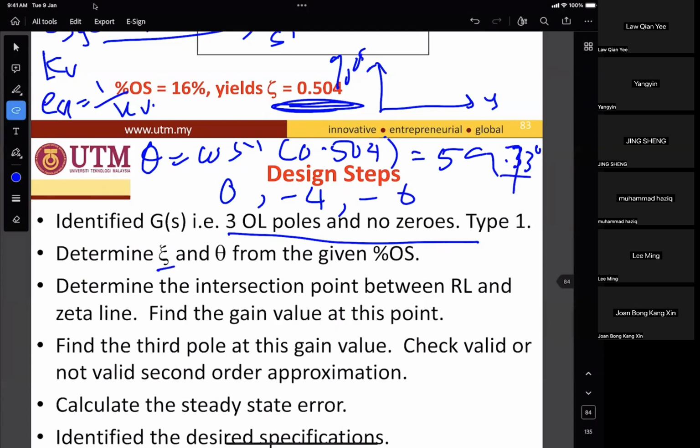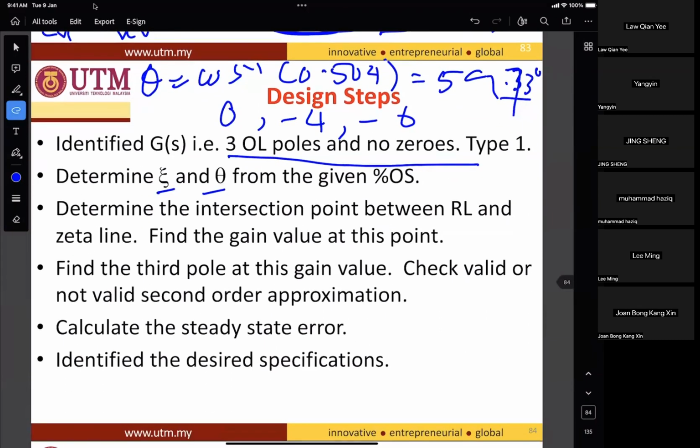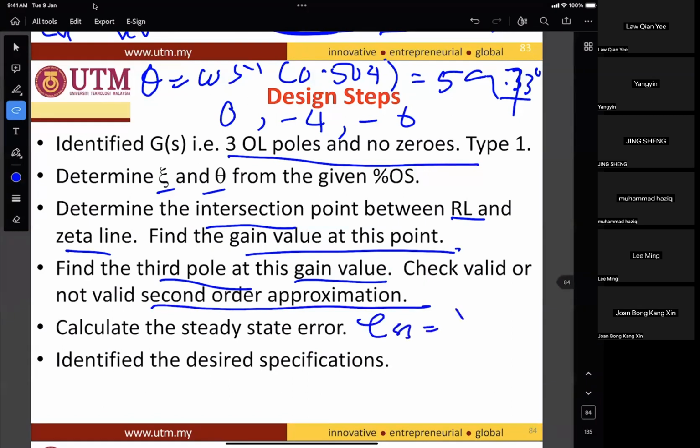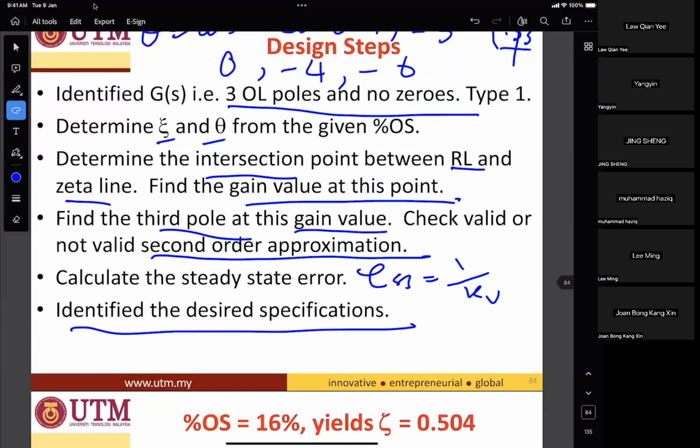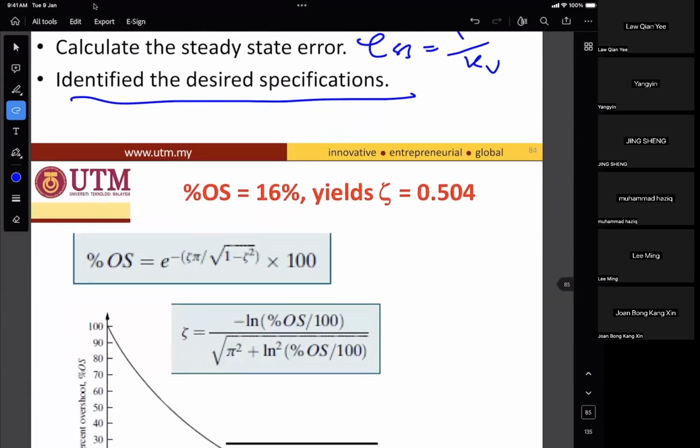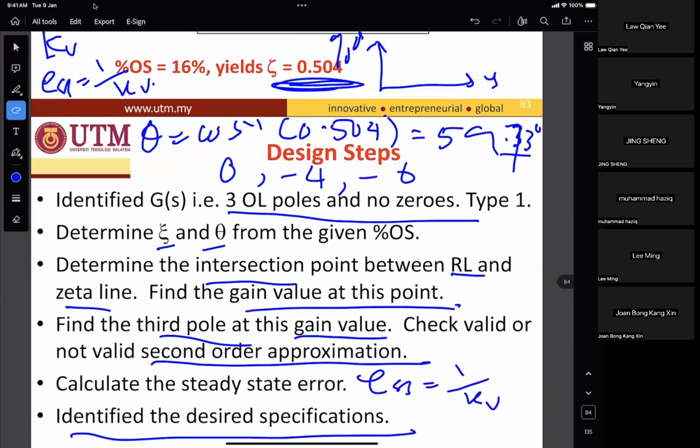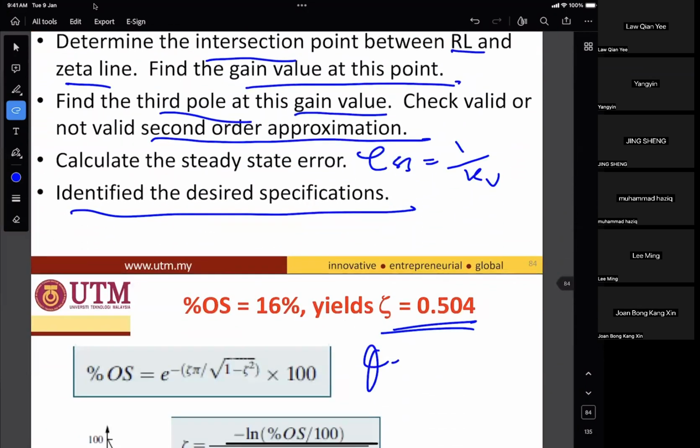So you get zeta and theta, and then determine the intersection between the root locus and the zeta line. Find the gain value at this point. Then find the third pole. At this gain value, check the validity of the second order approximation and calculate the steady state error, 1/KB just now. And identify the desired spec: has it been fulfilled or not? So 0.504 will give you theta 59.73 degrees.